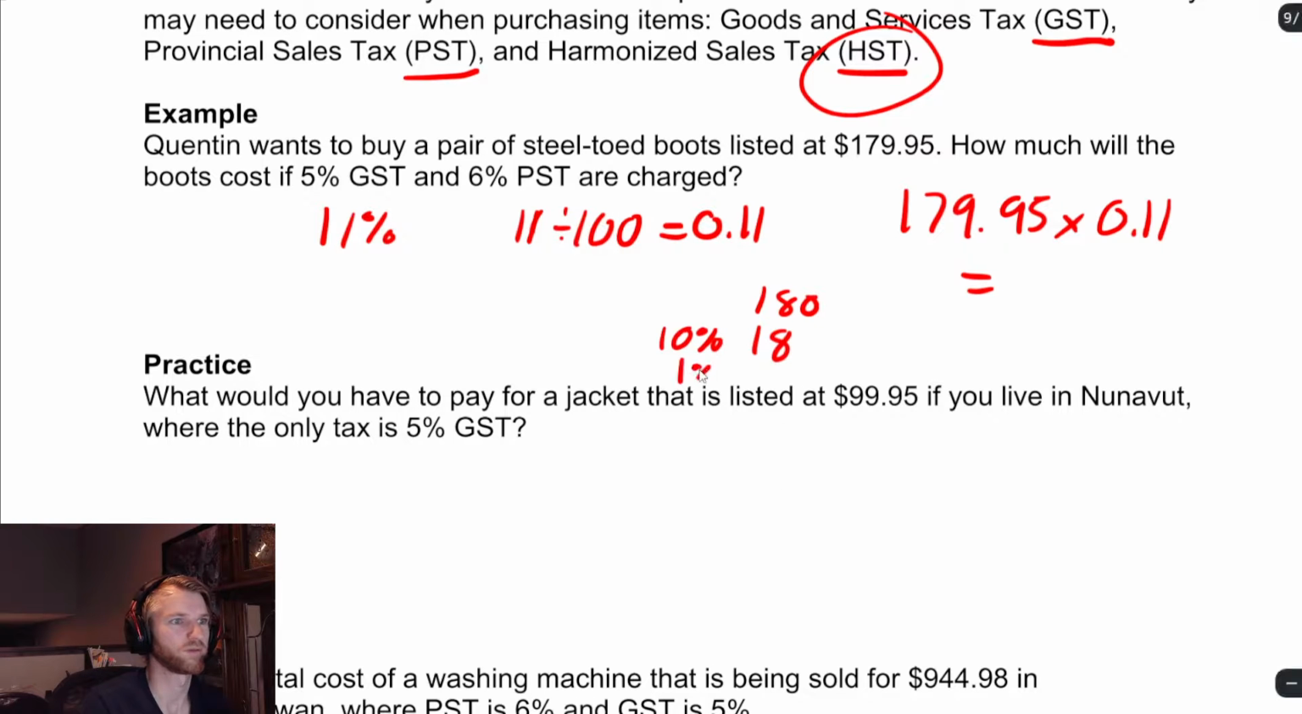Okay, now what's 1%? It's going to be $1.80. So what's 11%? It's going to be $19.80. 18 plus 1.8 is 19.8. So our answer is going to be just slightly smaller than that because we're missing 5 cents from here. So if you put into your calculator 179.95 times 0.11, we get 19.7945. So 19.79, right? We were off by a penny.